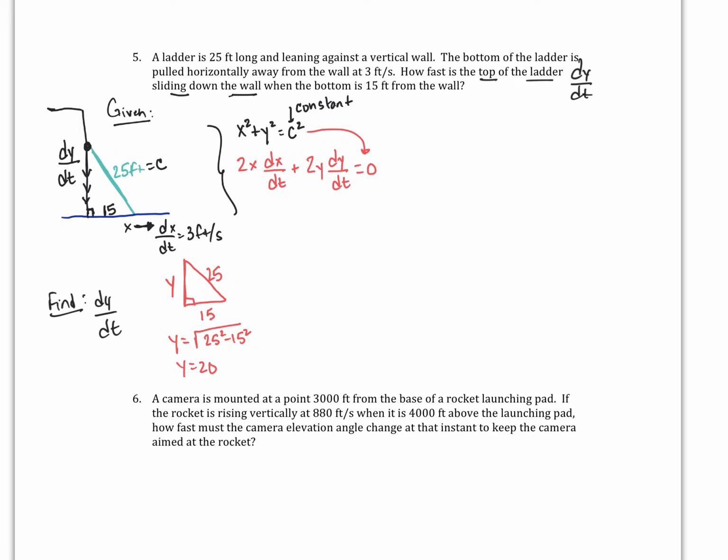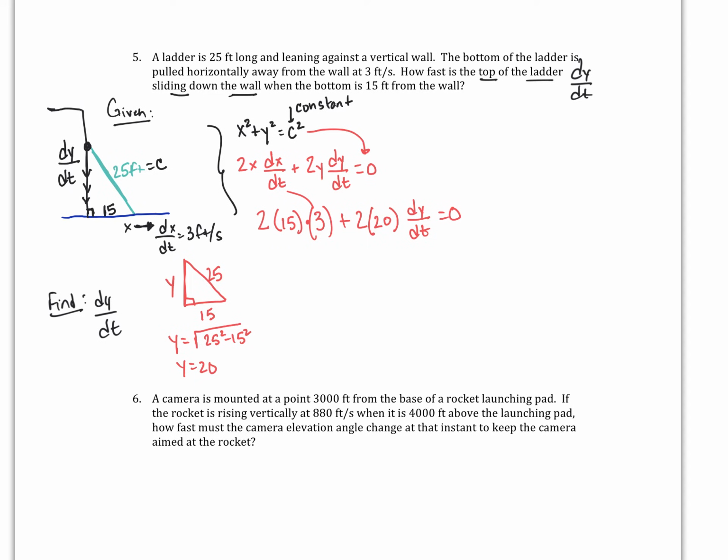All right, so now let's plug all our values in. 2 times x, well, we know x is 15, plus, oops, I need the dx dt. I forgot to put the dx dt. I know that that's 3. So let's put that in times 3, right? That's my dx dt, plus 2y, which was 20, and dy dt, which is what I'm solving for, equals 0.